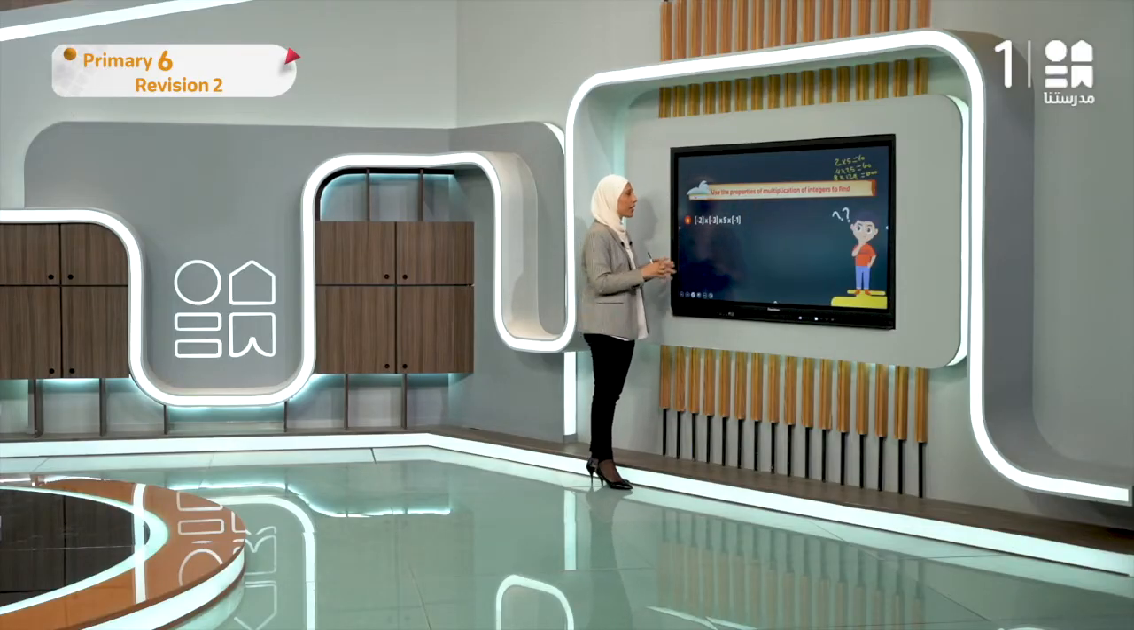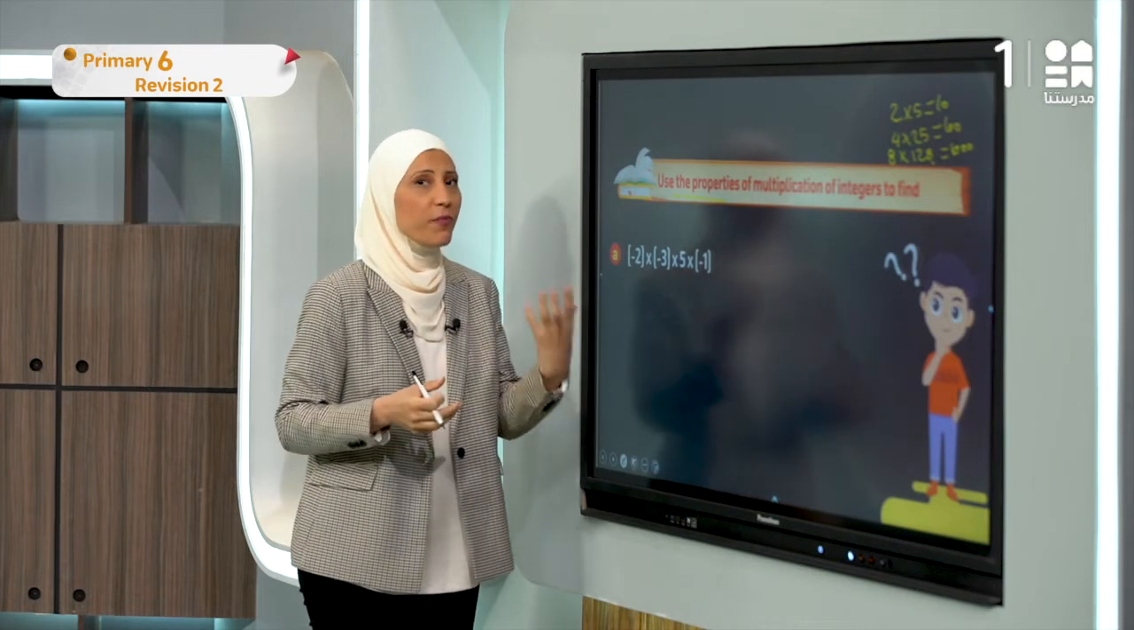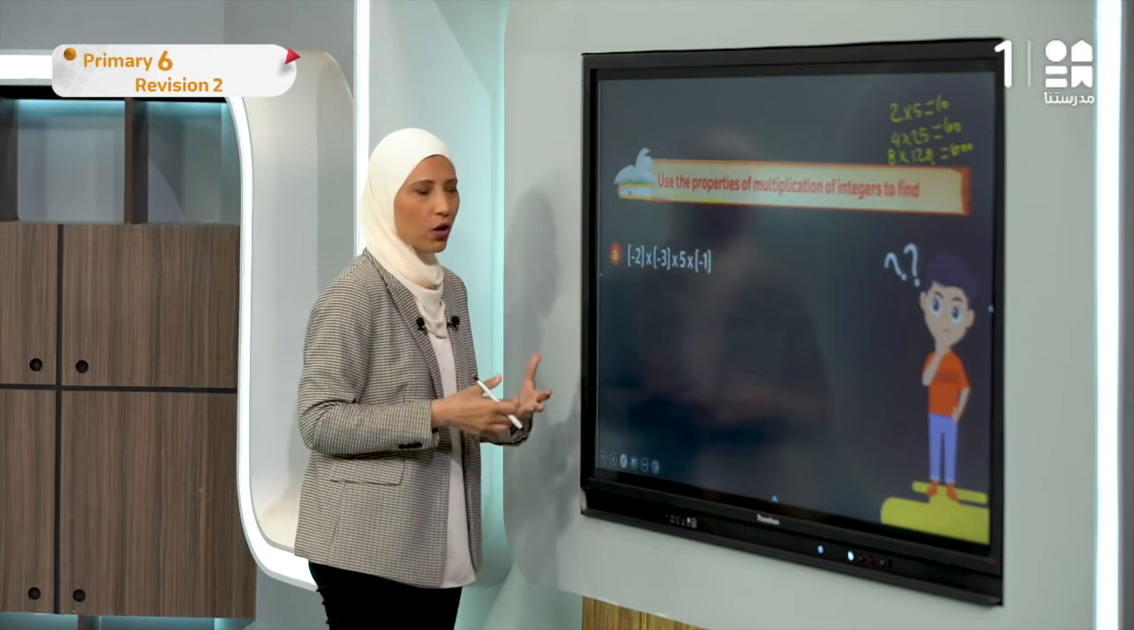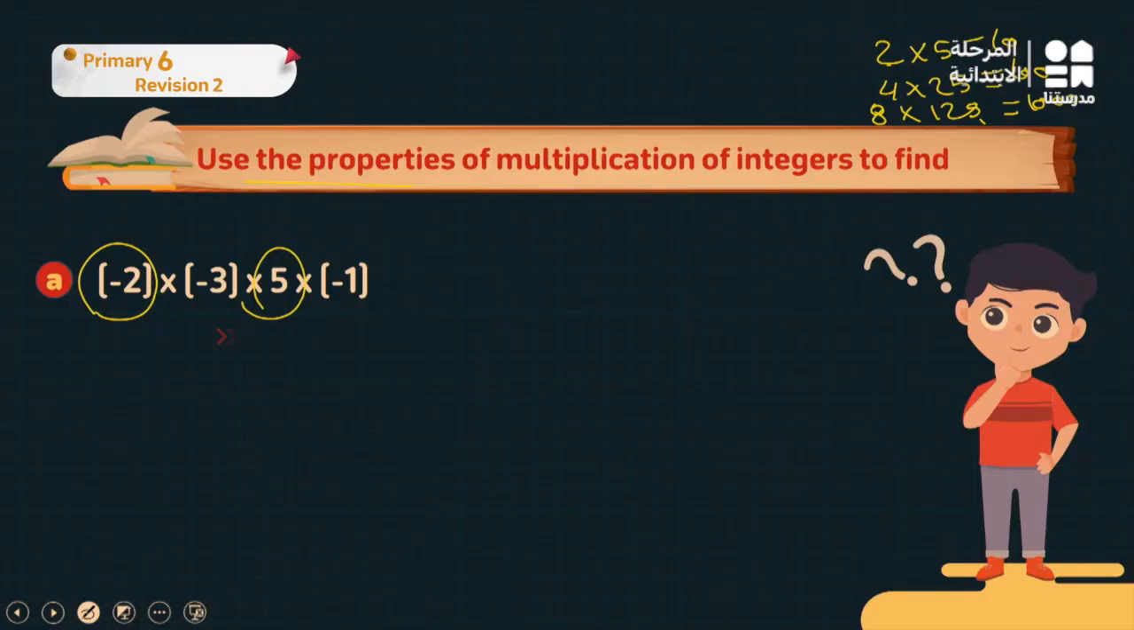So now I can answer this exercise. He wants me to use the property. So negative 2 times negative 3 times 5 times negative 1. What am I supposed to do here? I have friends. I keep saying they are friends. They are completing numbers. They complete each other to give me a 10 number or a 100 number and so on. I have negative 2 and 5. So I am going to put them all together.